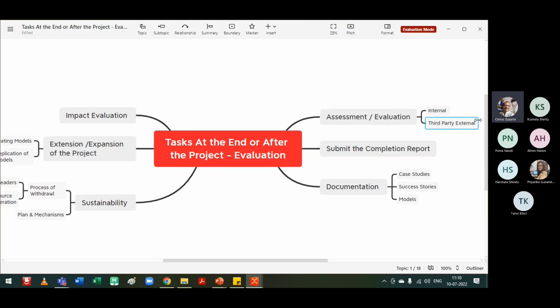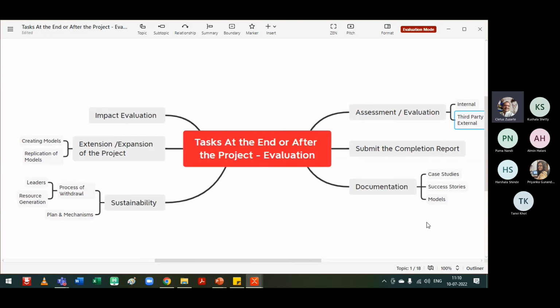Anybody else? Does anybody have any other points to add to this? Okay, and the sustainability part of it. When you're looking at sustainability, you're looking at how you will withdraw from the community. Are the leaders of the community prepared? What is the resource generation being done at the community level? Is the project requiring financial support from outside, or is it self-generated within the community? What are the plans and mechanisms put into place within the community?